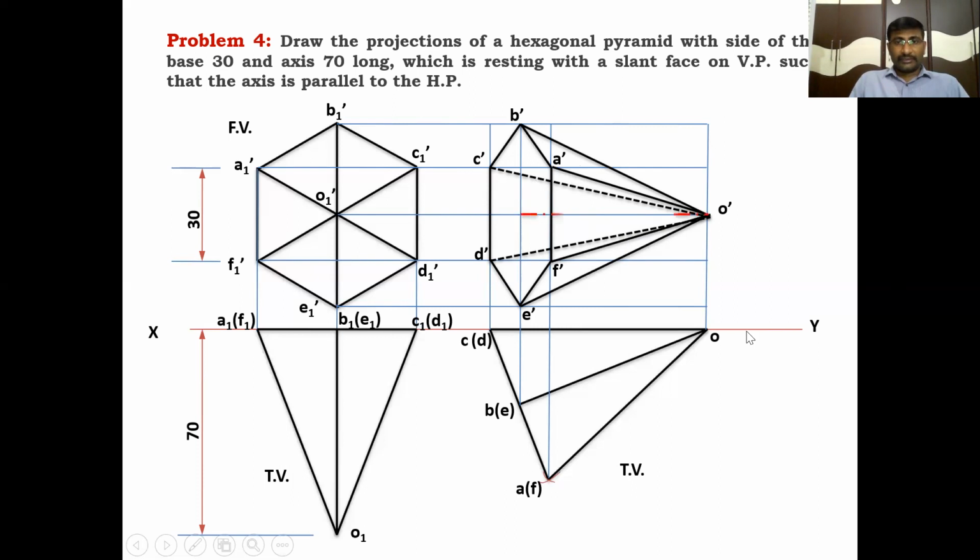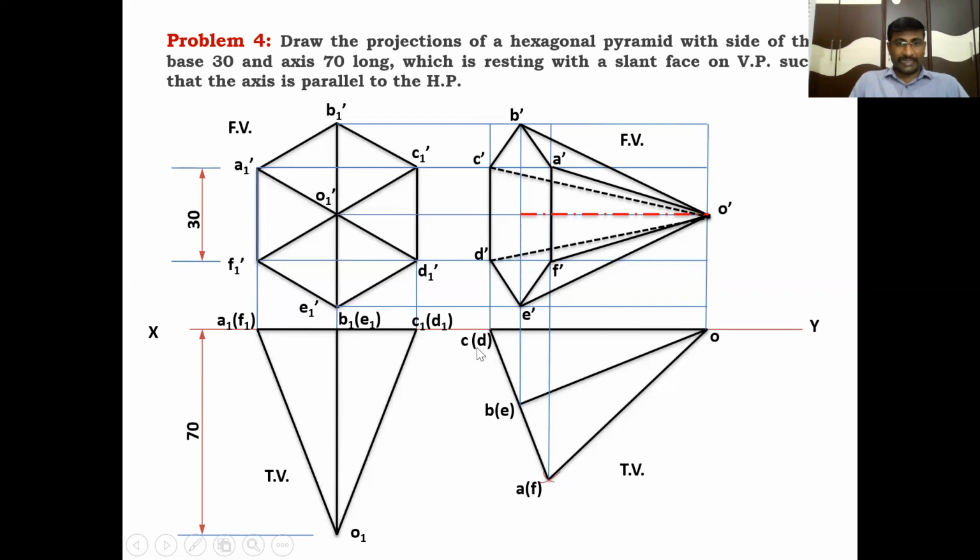Clear? This is the axis line, from the base center to the apex point. One long and short line. This is the axis line. This is the front view. Clear? Front view in the second stage. This is the final stage front view and final stage top view.